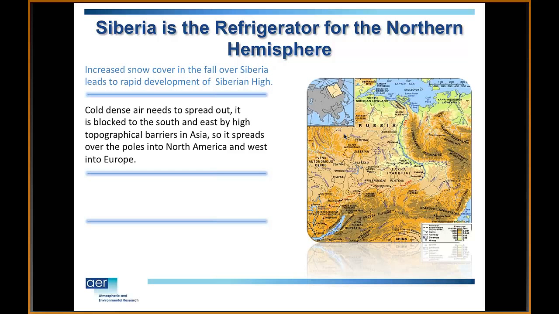You have this very cold, dense air that's building over the Eurasian continent, but you also have these high topographical barriers to the east and to the south, most famously the Tibetan Plateau. So it's cold, dense air, and it has a much easier time spreading, not in what we normally think of as weather systems going from west to east, but rather from east to west towards Europe, or even north over the pole and into North America.